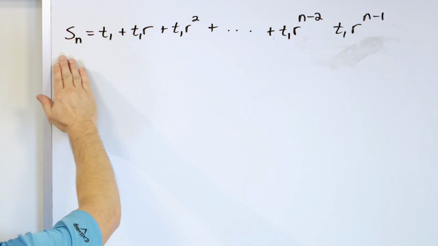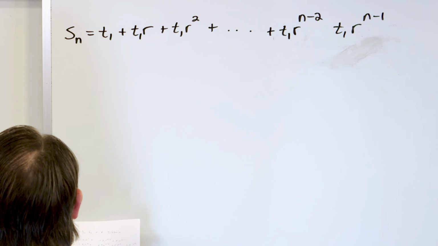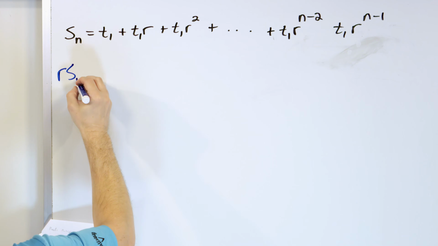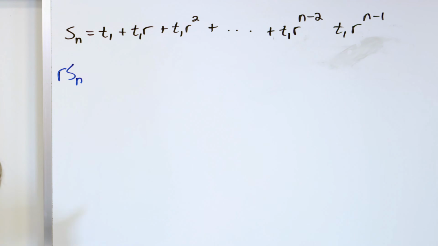So let's take this exact same series and multiply by r, the common ratio r. I'm going to change colors to do that. The common ratio r times S_n. So I multiply the left-hand side by r, and I must also multiply the right-hand side by r.